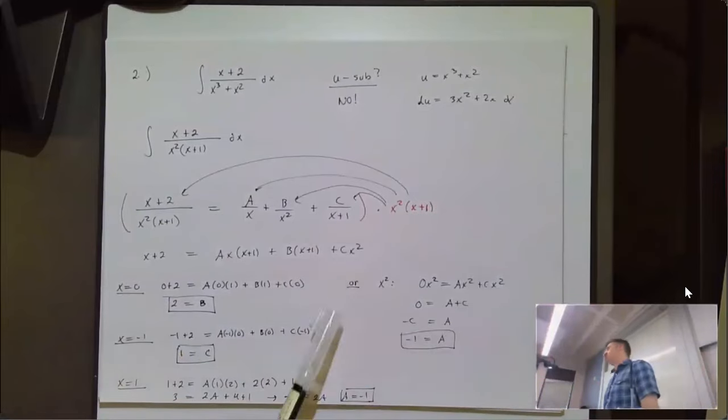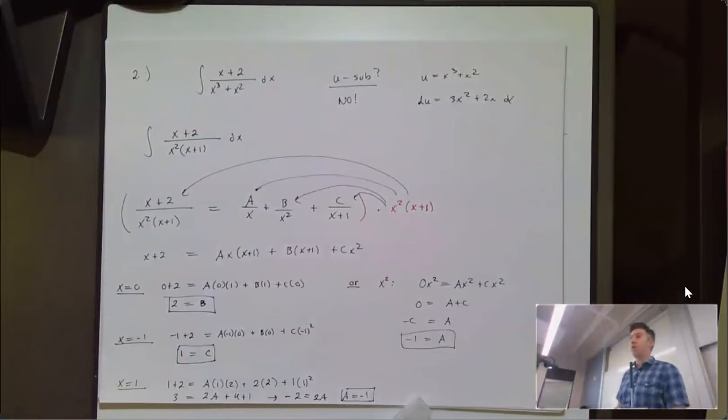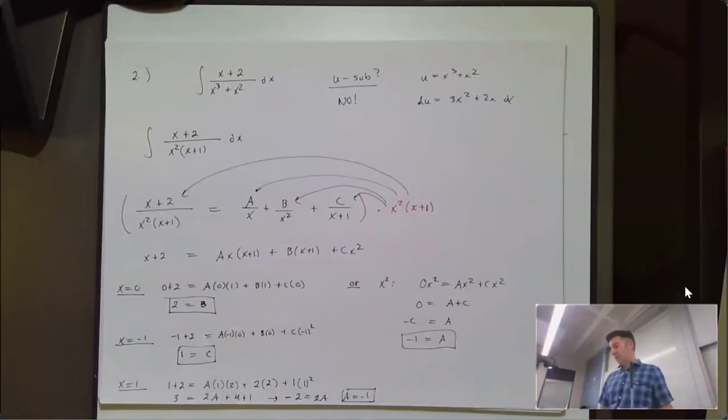This way is better. This is what I use really if there's still more than one thing left to find. So if I had found the first two values using these convenient values of x, and then there was still an a and a d left to find, usually it's easier to then just start equating coefficients as opposed to plugging in more and more values for x.